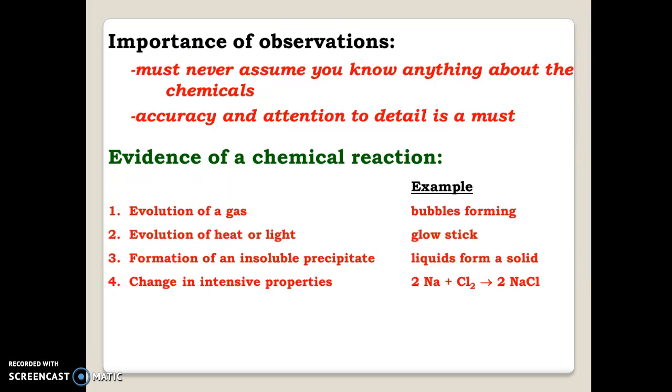You could also have change in heat or light being emitted. This is a change in energy, which is also evidence of a chemical reaction. Example, glow stick. To get a glow stick to react, you've got to crack it, and that allows the reactants to combine with each other and emit light. Formation of an insoluble precipitate, a fancy way of saying a solid is formed, where liquids mix together and produce a solid. That solid is a new substance, therefore evidence of a chemical reaction.